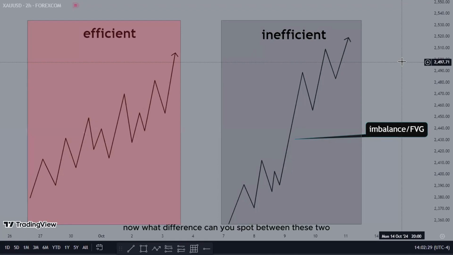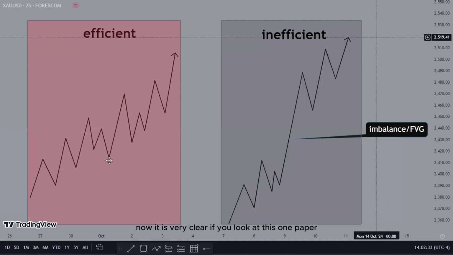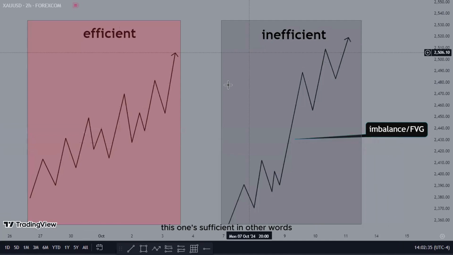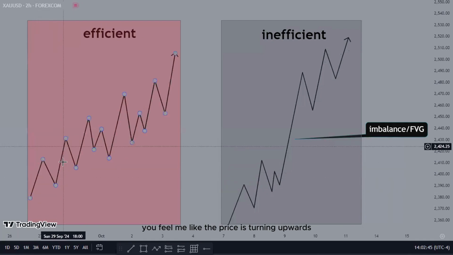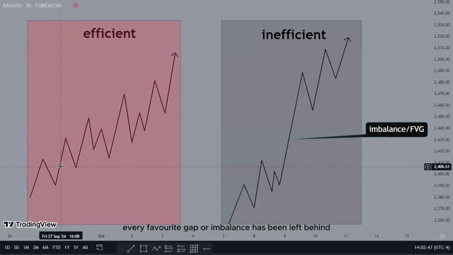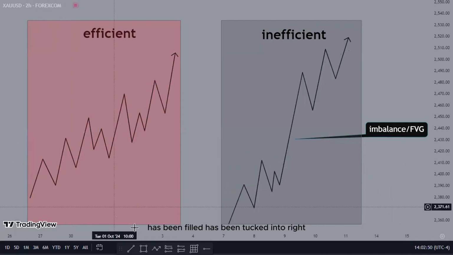Now, what difference can you spot between these two? Now, it is very clear. If you look at this one very well, this one is efficient. In other words, it's proper. When I say proper, I mean because price fills every gap on its way up. You feel me? Like the price is trending upwards. Every fair value gap or imbalance that's been left behind has been filled. It has been tapped into, right?